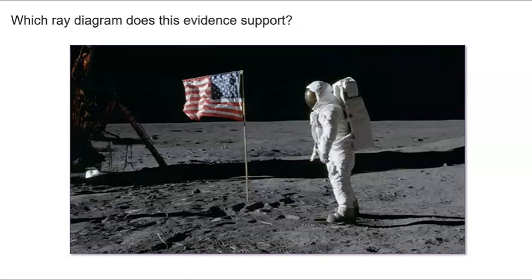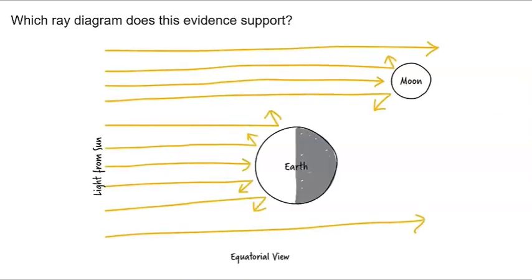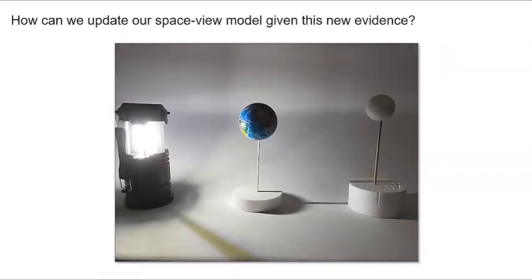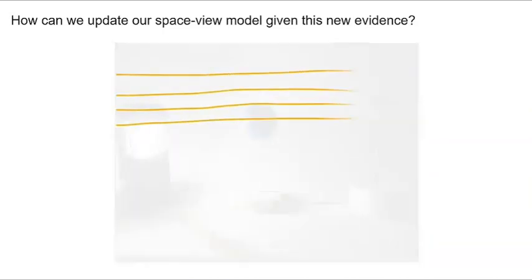So, which ray diagram does this evidence support? I think the evidence supports this diagram. Do you agree? This diagram shows the moon reflecting light from the sun instead of emitting its own light. How can we update our space view model given this new evidence? Let's see. Our model must show that the moon reflects light and does not emit its own light. It also needs to show that the only light comes from the sun.